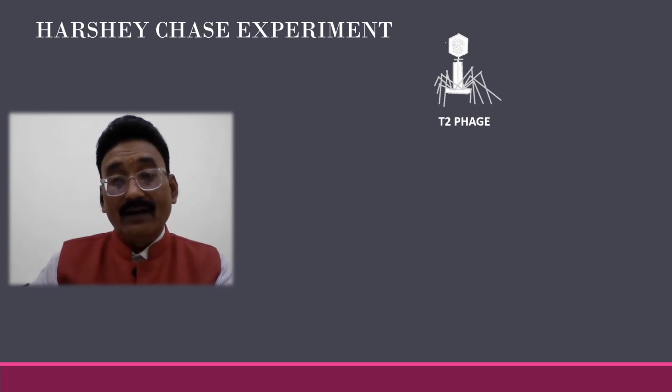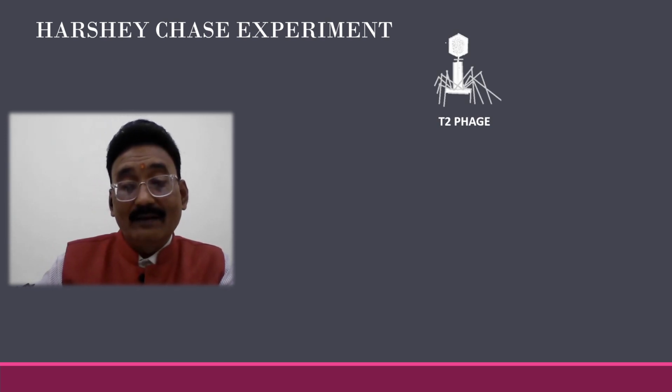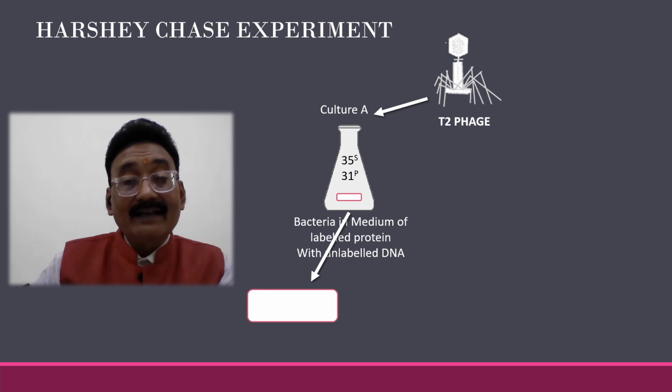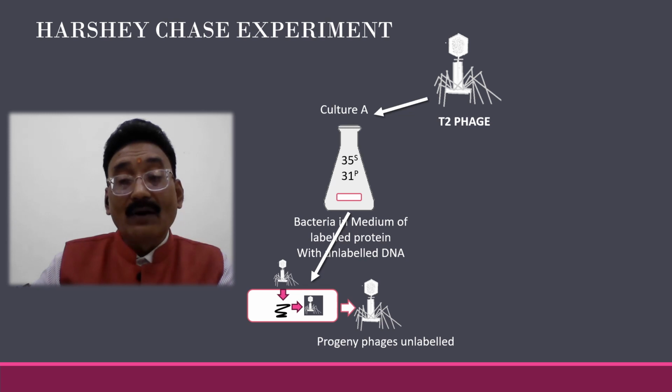Here you can see on your screen the T2 phage; you have already studied the structure of T2 phages. In the first culture, A, the T2 phages were labeled with radioactive 35S and normal 31P, that is, the protein coat was labeled. The bacteria were in a medium with the labeled protein and unlabeled DNA. When the bacteriophages were infected into the bacterium, the DNA entered inside the bacterium, multiplied, and the bacteriophages were recovered. These progeny phages were unlabeled.